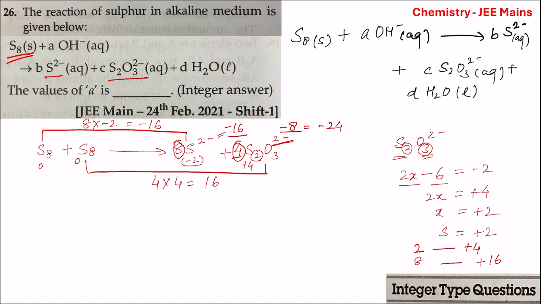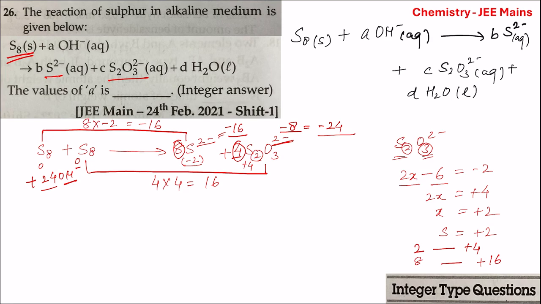So total negative charge on the right hand side is -16 -8 which is equal to -24. On the left hand side we need to add 24 OH minus ions so that the total negative charge on the right hand side is same as the total negative charge on the left hand side. See here 8 into -2, total negative charge -16, 4 into -2, negative charge -8, total -24. On the left hand side also we will add 24 OH minus ions so that the total negative charge becomes -24. Now negative charge is also balanced.